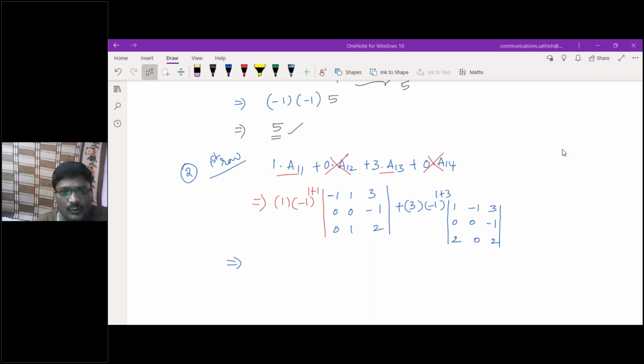So see, give me the answer for this. 1 into minus 1 into minus 1 whole square, which is plus only. Then what is the determinant for that? Minus 1. Very good. Then plus 3 into 1 minus 1 whole square. That value will be 1. That is 2. Then what is the 2, it is 2, minus 1.